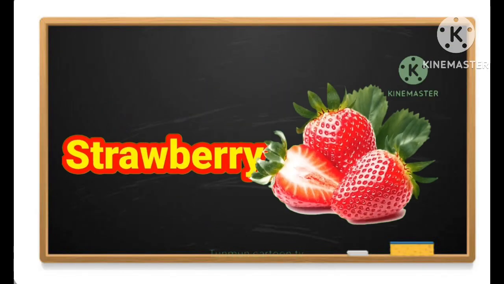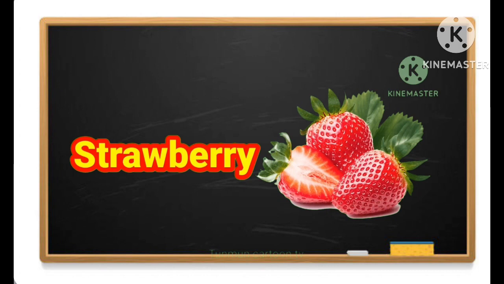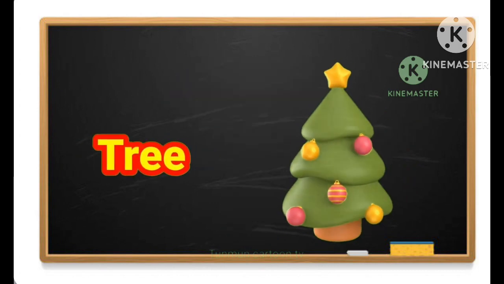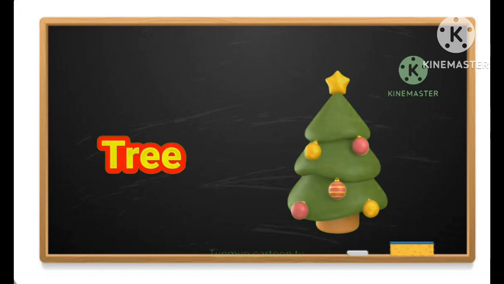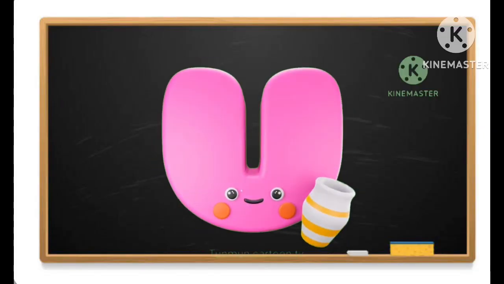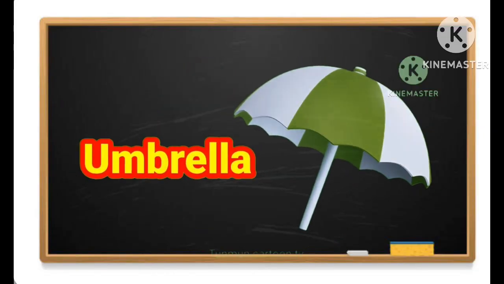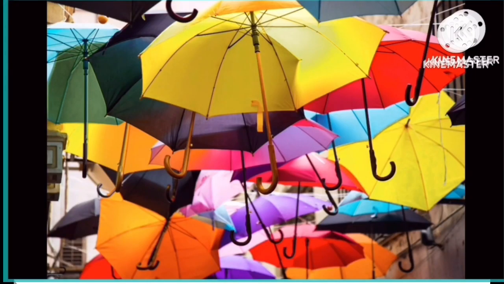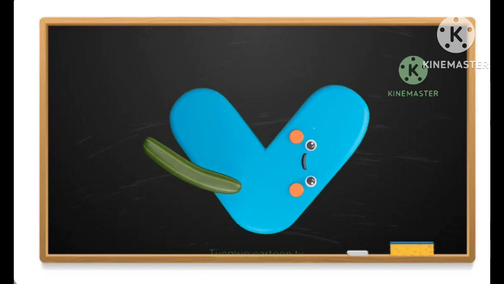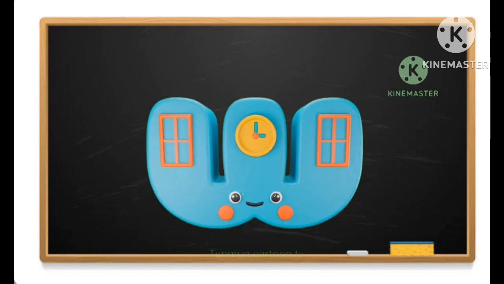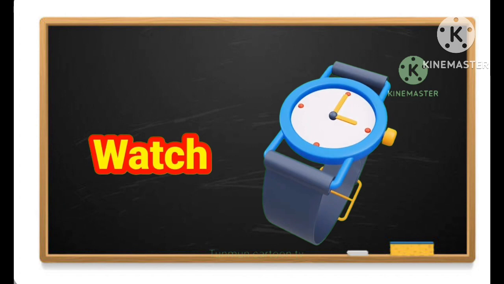R is for rose. S is for strawberry. T is for tree. U is for umbrella. V is for violin. W is for watch.